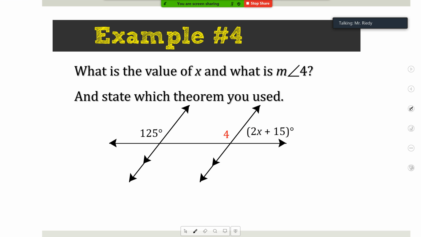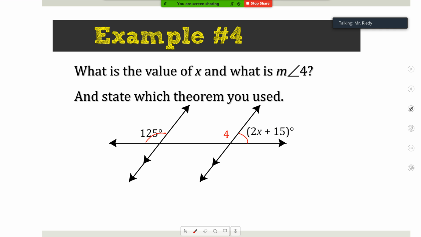So notice I want to find x, and I want to find the measure of angle 4. So looking at my picture, I have this angle, and I have this angle. Step number 1, what pair of angles am I talking about there? Are those corresponding, alternate interior, alternate exterior, same side exterior, or same side interior? And notice I turned the picture a little bit to make things more interesting. So, what kind of pairs of angles are those? Same side exterior. Good, beautiful. Same side exterior.